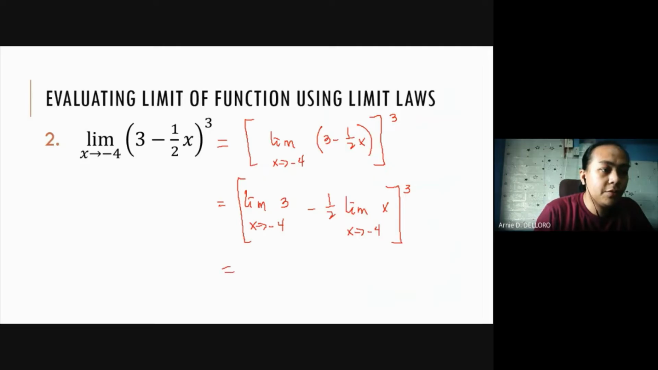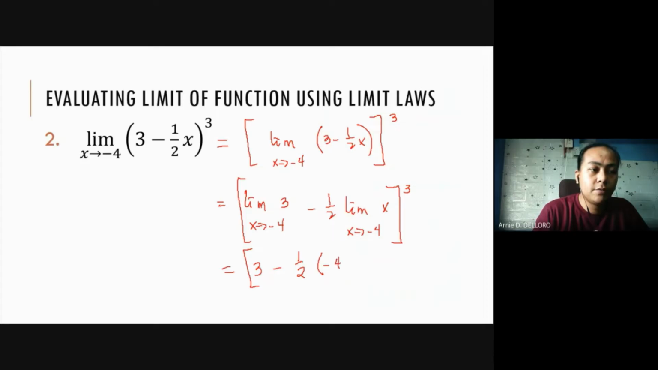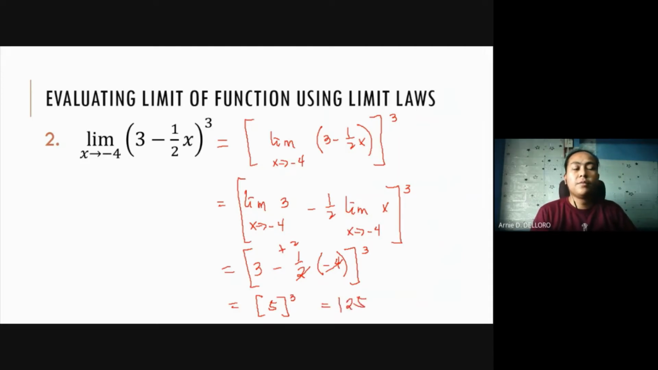Okay? So, limit of 3 or limit of the constant 3 as x approaches negative 4 is equal to 3 minus 1 half, limit of x as x approaches negative 4 is simply negative 4, raised to 3. So, eto, 1 half times negative 4 will give us positive 2, di ba? So, positive 2. So, 3 plus 2 is 5. 5 cube will give us 125. So, the limit of the quantity 3 minus 1 half x raised to 3 as x approaches negative 4 is equal to 125. Okay?